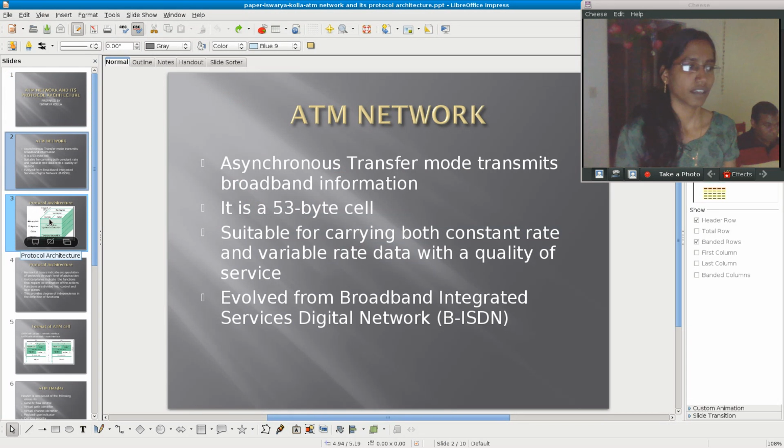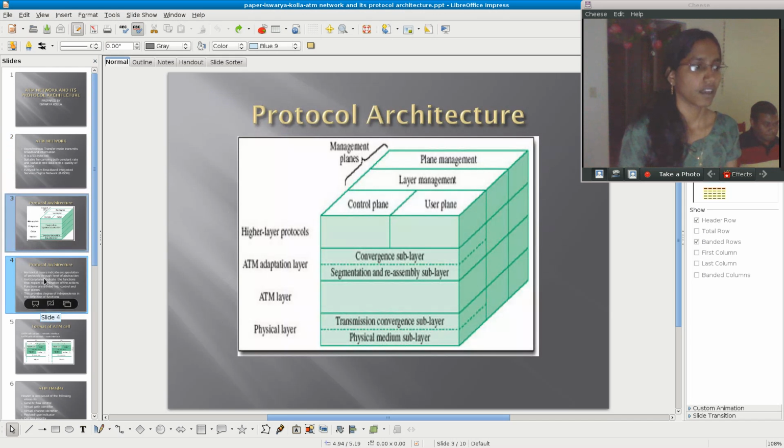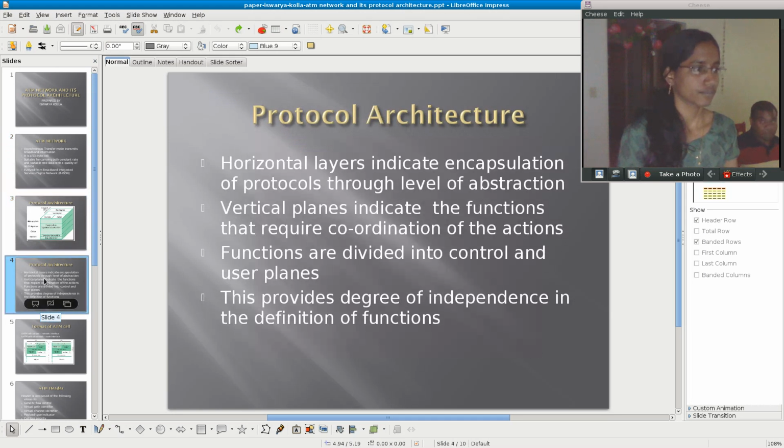This is the protocol architecture of ATM network. It consists of horizontal layers which indicate the encapsulation of protocols through levels of abstraction. The vertical planes indicate the functions that require coordination of actions. So dividing the functions into control plane and user plane, its advantage is the degree of independence in defining those functions.